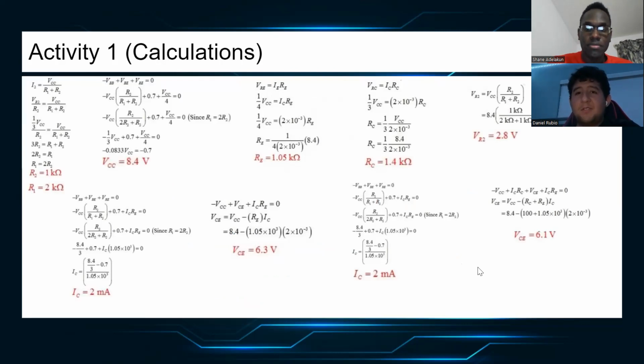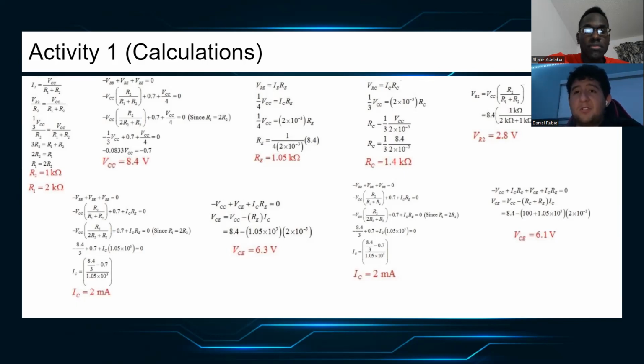This is the calculations based on activity 1, where, as you can see, we have I2, the formula VCC over R1 plus R2. It gives us the value of 1K ohm for the second resistor, and the first resistor is going to be twice the value of that. It will be 2K ohms.